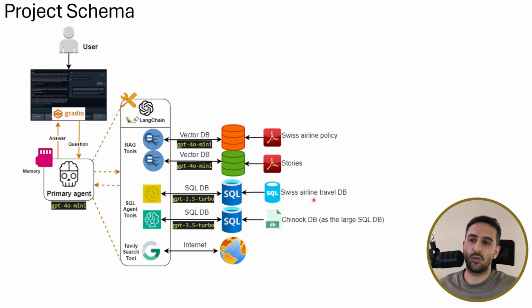We have the Swiss airline travel database as one of our SQL databases, and I will also use the Chinook database. This is the database that I used in the first video of this series, but this time I'm going to treat it as our large SQL database. On this database, I will show you how we can improve the agent's performance in case it cannot give us the answer because of the size of the database.